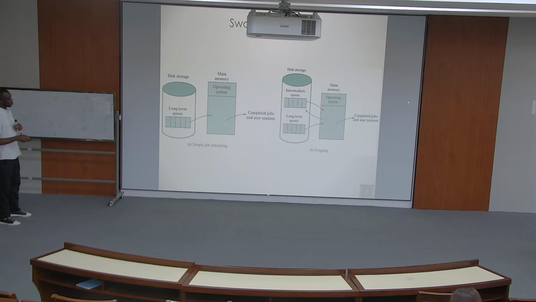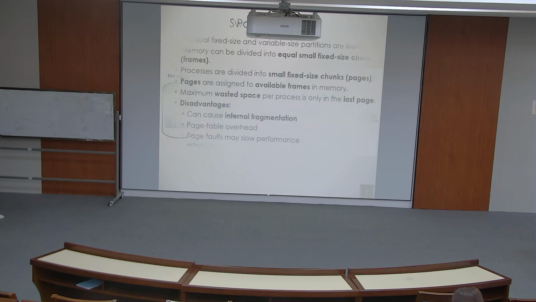And as for the simple job scheduling, we have completed the jobs that needed to be moved out from the random access memory to get free space for new processes. Now, with unequal fixed size and variable size partitions, we have inefficiency in memory management.